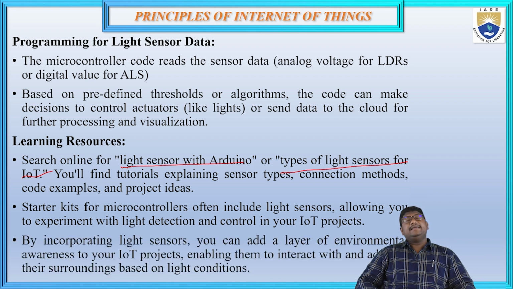And finally, I'll conclude this light sensor concept by adding a small piece of info: you can add a layer of environmental awareness to your IoT projects by enabling them to interact with and adapt to the surroundings based on the light conditions. This is what I can say for these light sensors. Now I'll move to the next topic.